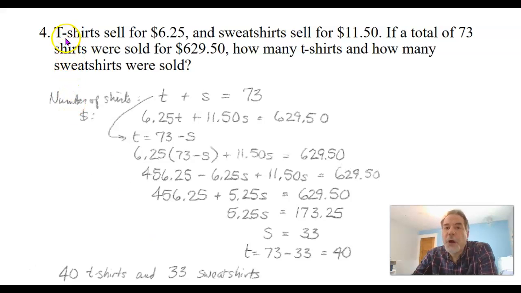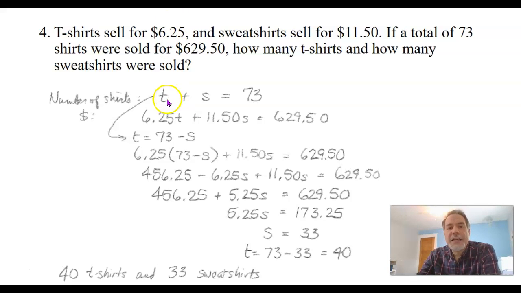And now we have a word problem, which leads us to a system of equations. T-shirts sell for $6.25 and sweatshirts sell for $11.50. If a total of 73 shirts were sold for $629.50, how many T-shirts and how many sweatshirts were sold? So right away, notice what it is we're trying to find. They're asking us for two things: how many T-shirts and how many sweatshirts. When we know those two numbers, we will have solved the problem.